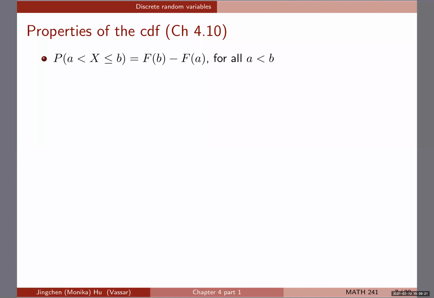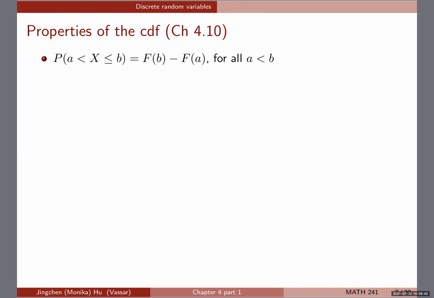So now we know a little bit about the CDF, its definition. Let's move to talking about the properties of the CDF, and that is according to the textbook, chapter 4.10, if you want to get a deeper reading of this. But I will go over the key results here, and many of them will be useful for our practices later.